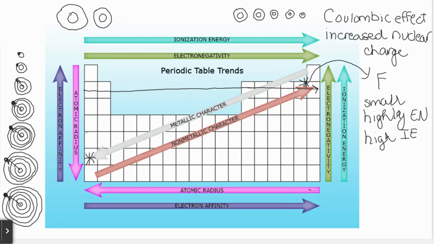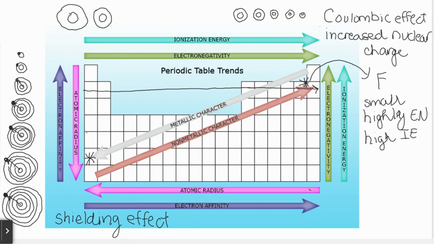We'll call all these trends that occur from top to bottom in a family, all of the families except for the noble gases, the shielding effect. You should have written down the Coulombic effect, and you should also be writing down the shielding effect and what it means. That'll be something that you need to know.